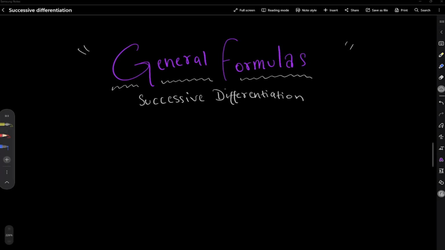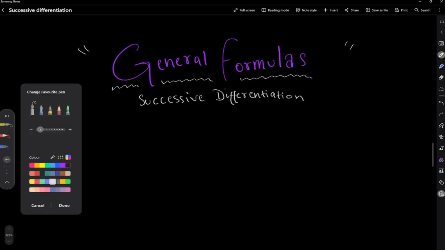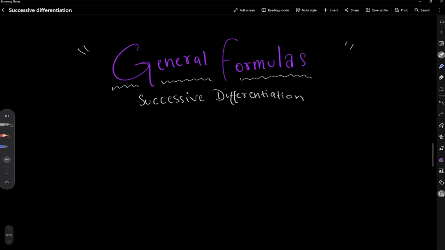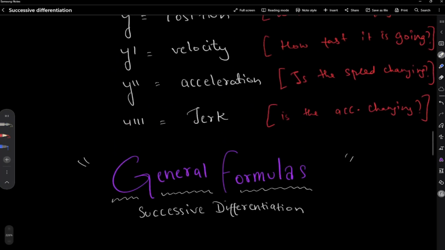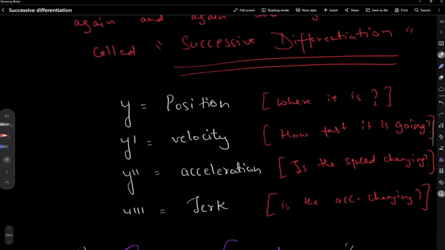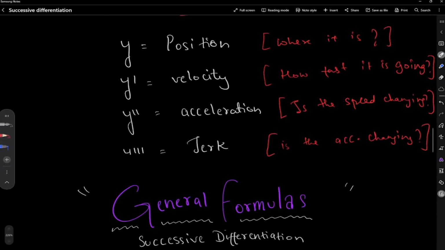Hello everyone. So, last class we studied successive differentiation. We figured out a little bit about what successive differentiation is and how we come to the first derivative, second, third, and so on till the nth derivative. So, now I think it's time to start some general formulas.